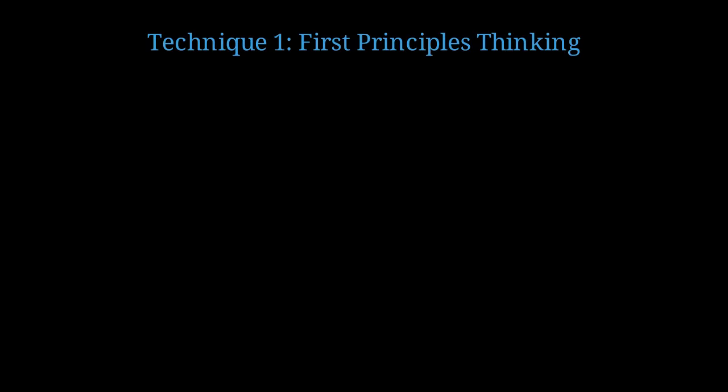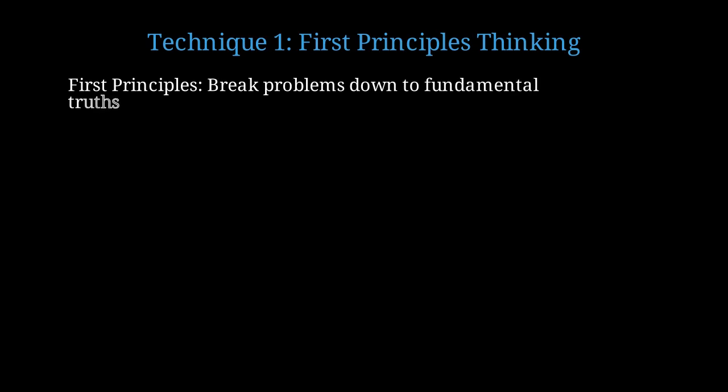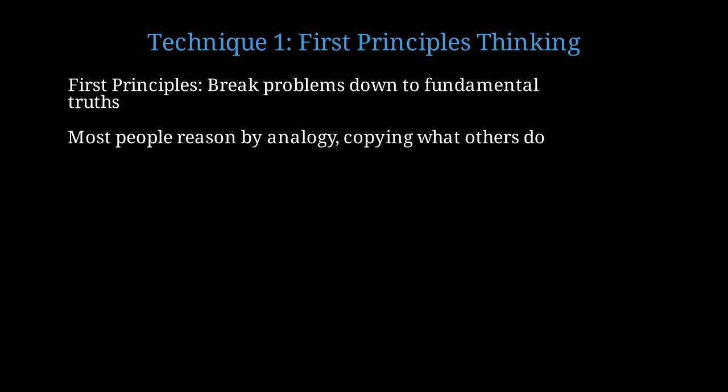This is perhaps Musk's most powerful mental tool. First principles thinking means breaking a problem down to its most fundamental truths and reasoning up from there. Instead of reasoning by analogy, you question every assumption. Most people reason by analogy. They look at what others are doing and make small improvements. But this limits innovation because you're constrained by existing solutions.